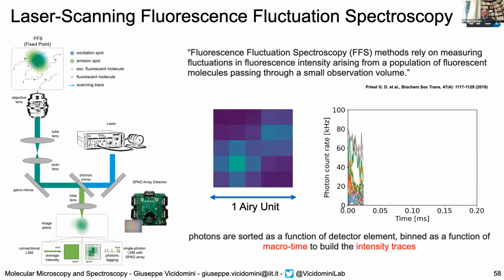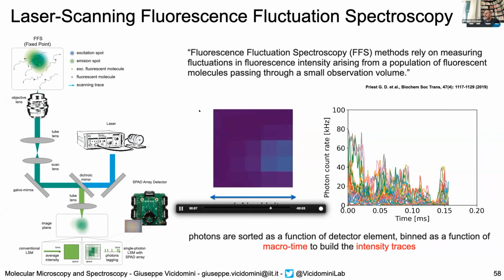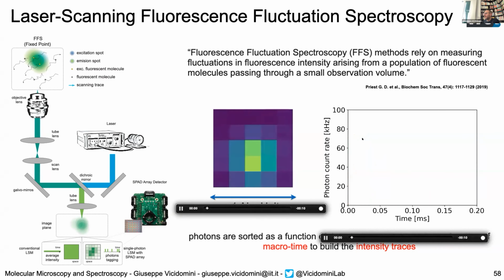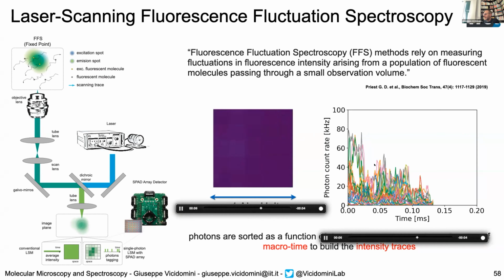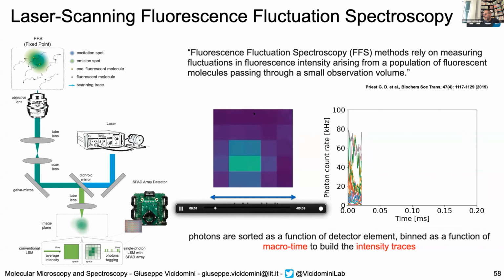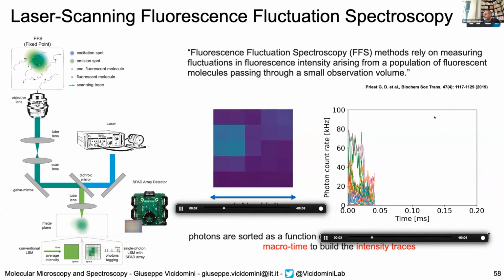Now that we have our SPAD array detector, basically you collect an image of the probing region. You can see that you collect one intensity trace for each element of your SPAD array detector. So in this case, you collect 25 intensity traces. Each intensity trace is associated to a specific element of the detector, so it's associated to a specific position inside the probing region.